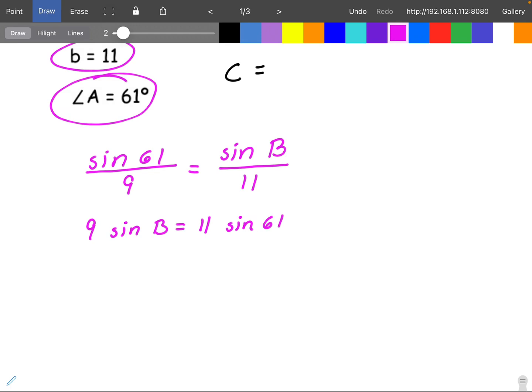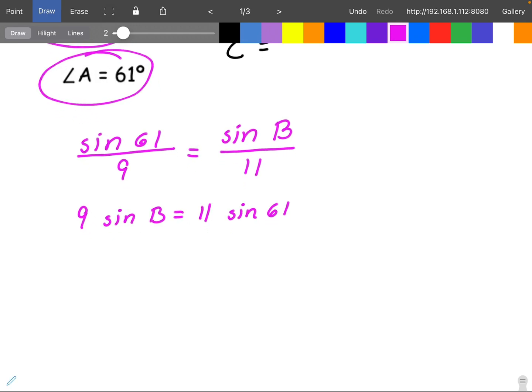Now, I'm going to divide. Since I'm finding sine b, I want to get this by itself. That means I'm going to divide by the 9 in front of it. So if I divide by 9, I'm going to get sine of big B equals 11 times sine 61 divided by 9.